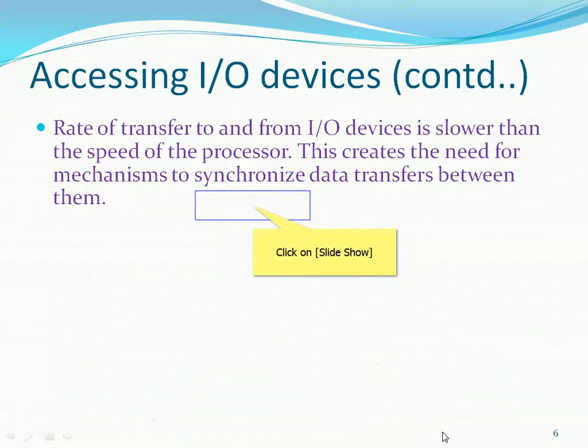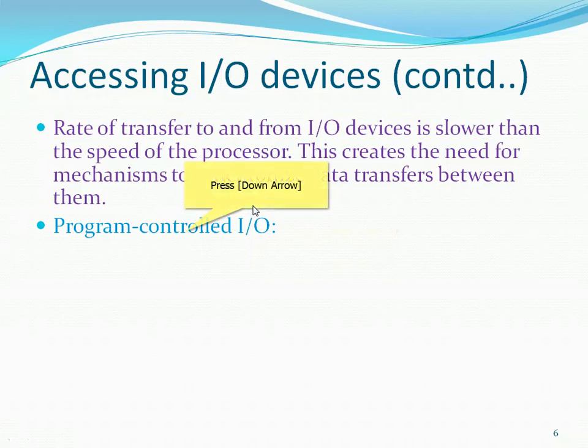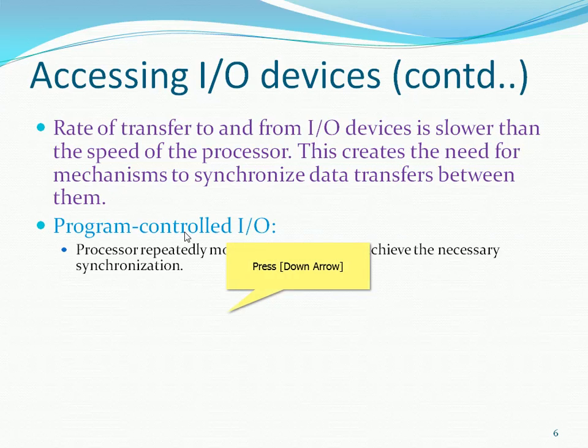Of course, further, consider the rate at which data is transferred between these devices and the processor. Obviously it is slower compared to the processor, because these IO devices are electromechanical devices, while processors are purely electronic devices. This creates the need for a mechanism to synchronize, in order to bridge the speed gap between the processor and IO devices. Program controlled IO is one such technique. The processor repeatedly monitors the status flag to achieve the necessary synchronization.